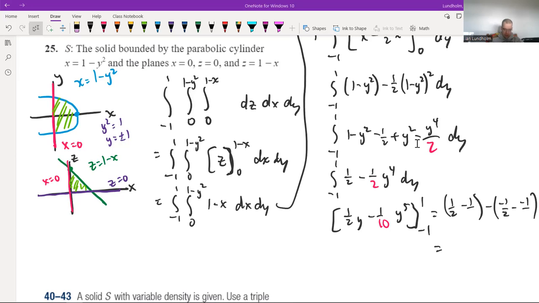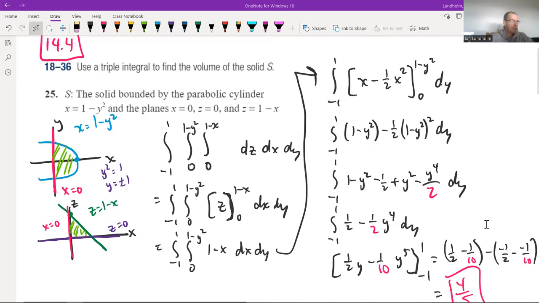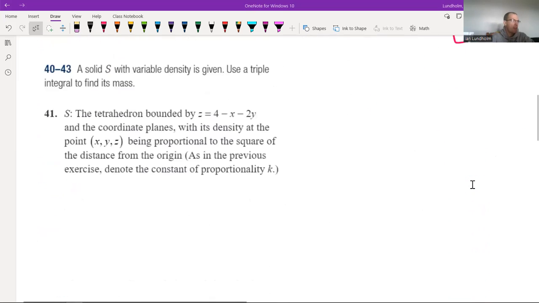Anyways, okay. We're going to change these to 10s. And then that is 1 minus 1/5, which is the 4/5 that we were hoping for. Cool. I think we're there. Pretty solid. Okay. Next one.